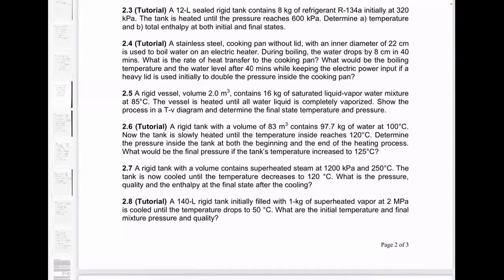We're going to start where we left off with question 2.4. We have a stainless steel cooking pan without a lid with an inner diameter. During boiling, the water level drops by 8 centimeters in 40 minutes. And the question is, what is the rate of heat transfer to the cooking pan?